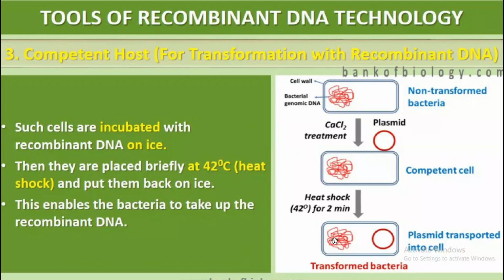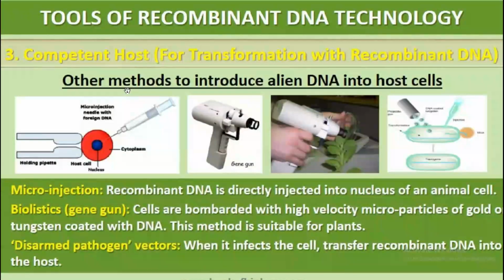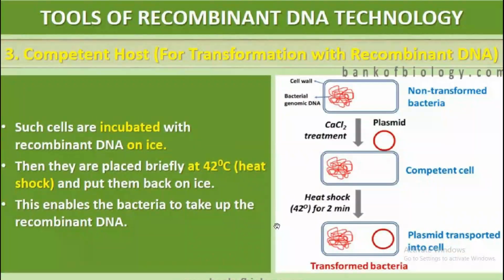After that, these cells are incubated with the recombinant DNA on ice. Then they are placed briefly at 42 degrees centigrade, that is the heat shock, and put back on ice. This enables the bacteria to take up the recombinant DNA. Non-transformed bacteria become competent cells, then the plasmid is transported into the host cell. This is one method.